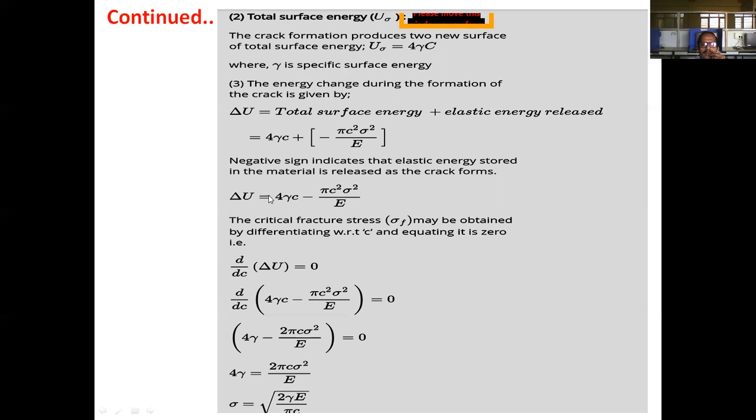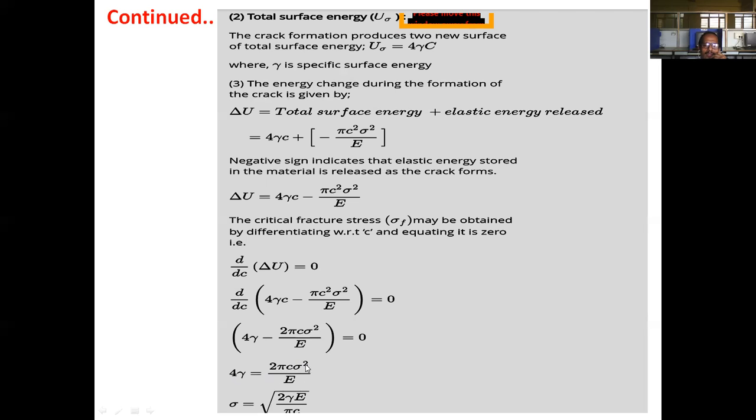Now delta U is this quantity, so we take the derivative of this with respect to C. So that derivative will be this: d by dC of the equation is equal to 0. Now we know dC by dC will be 1. So we will get 4 gamma for this term, minus, C square derivative is 2C. So we can evaluate 2 pi C sigma square by E is equal to 0. So it is simplified: 4 gamma is equal to this.